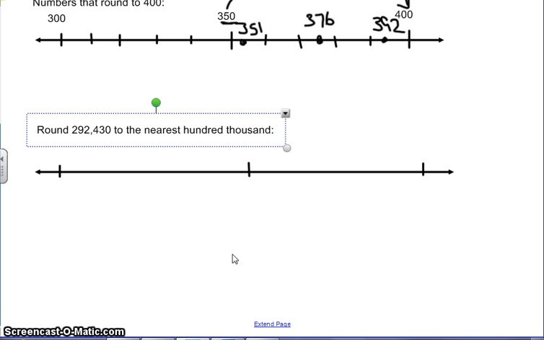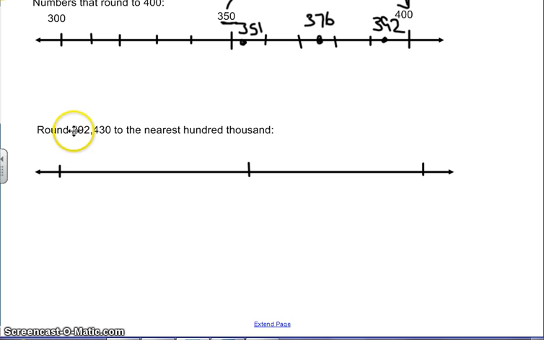First thing we need to do is decide which digit is in the 100,000s place. If you remember, we have ones, tens, hundreds, thousands, 10,000s, and 100,000s are right there. So this 2 right here is in my 100,000s place. That one right there. So I need to figure out whether this big long number is closer to 200,000 or if it's closer to 300,000. So I made a number line here. I'm going to put 200,000 here.